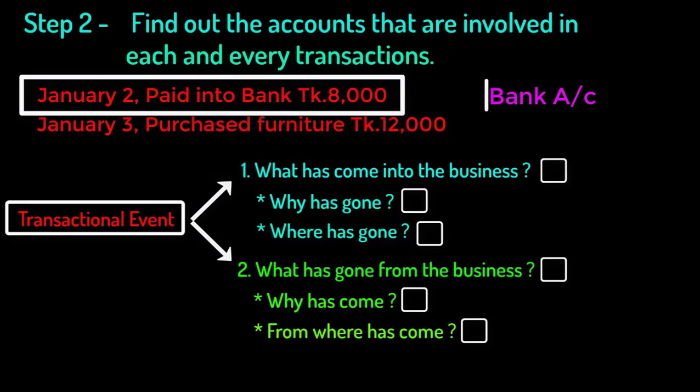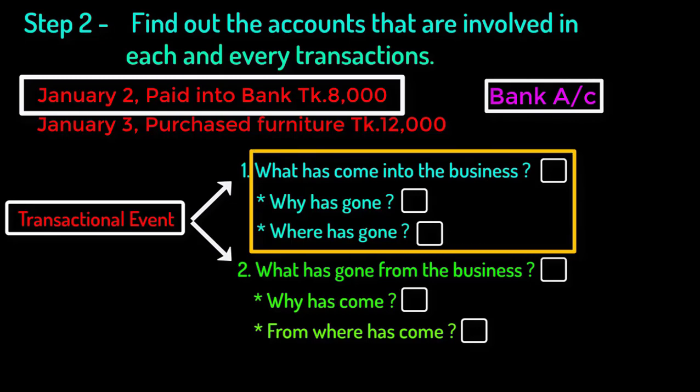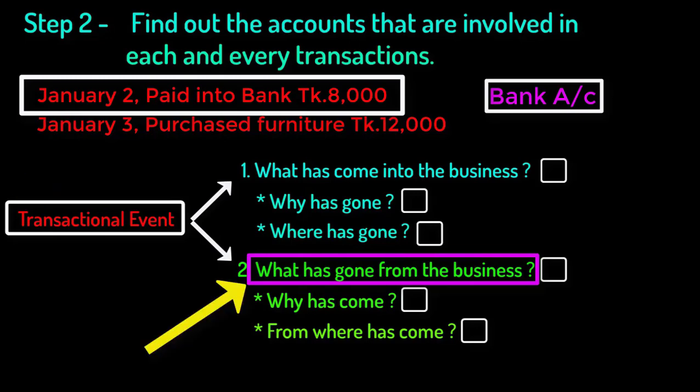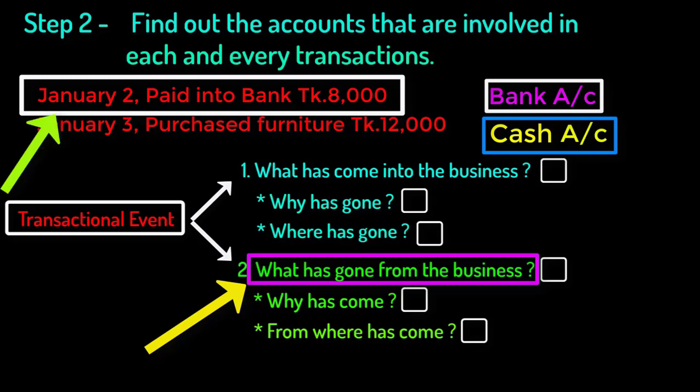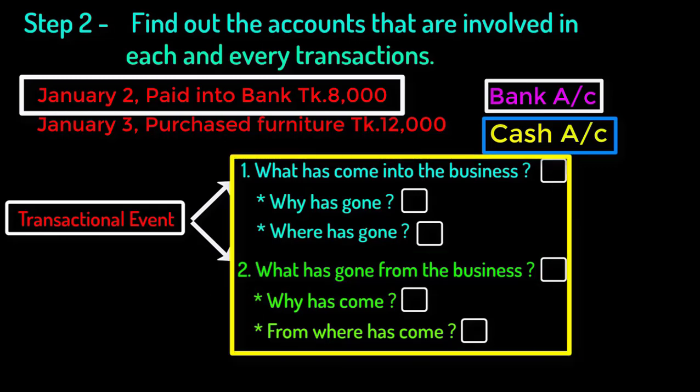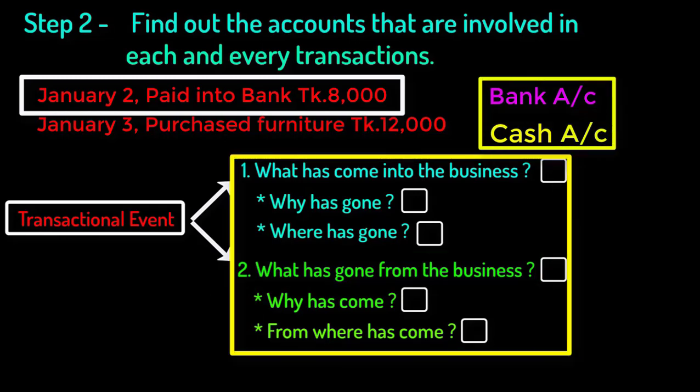So you have got one account by asking these questions yourself. Now you will have to find the other account that is involved in this transaction by asking yourself this question. What has gone from the business? You know the answer of this question, and that is cash, don't you? This cash account is the other account that is involved in this transaction. As you have got the answer of this question, you need not know the answer of these remaining two questions. Okay? This is the trick to find out the accounts that are involved in a transaction.